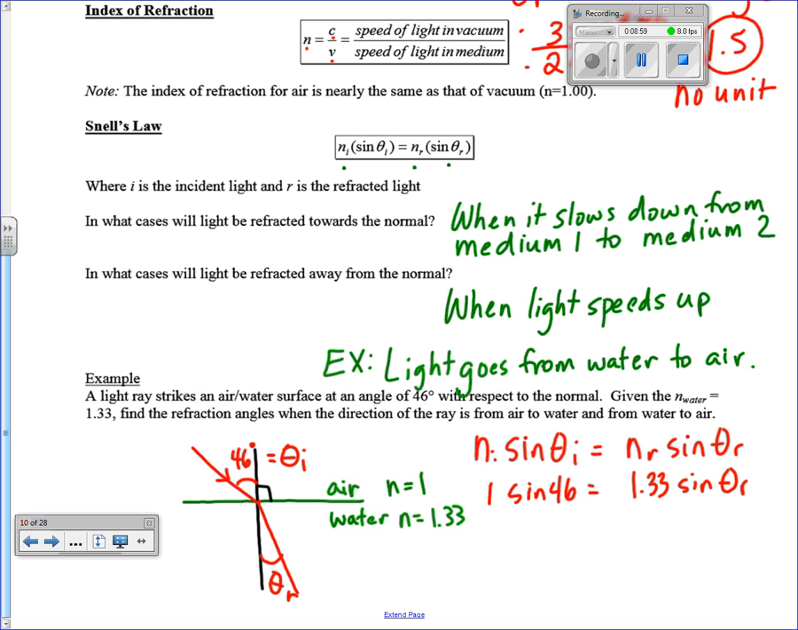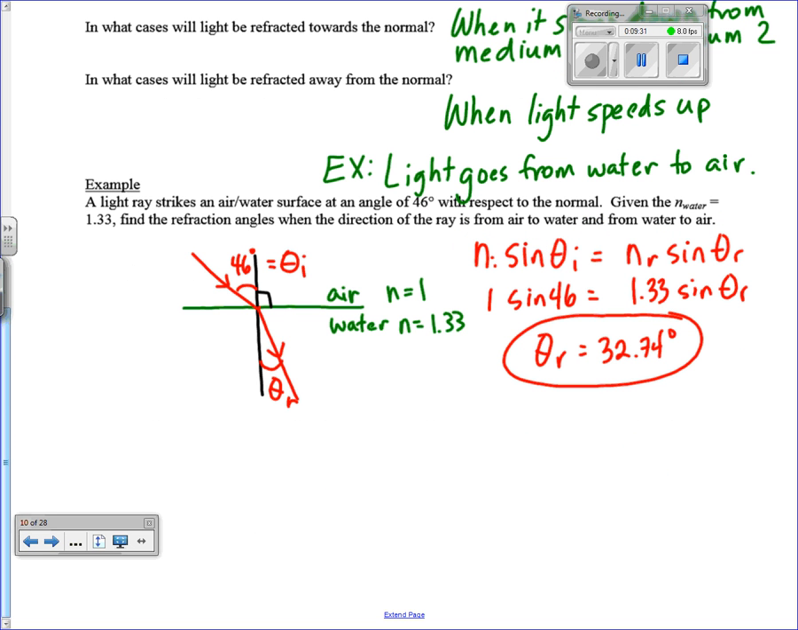I'm going to take the sine of 46. I'm going to make sure my calculator is in degrees. So the sine of 46, and then I'm going to divide by 1.33, and then I'm going to take the inverse sine. And I get 32.74. So I've calculated that refracted angle.